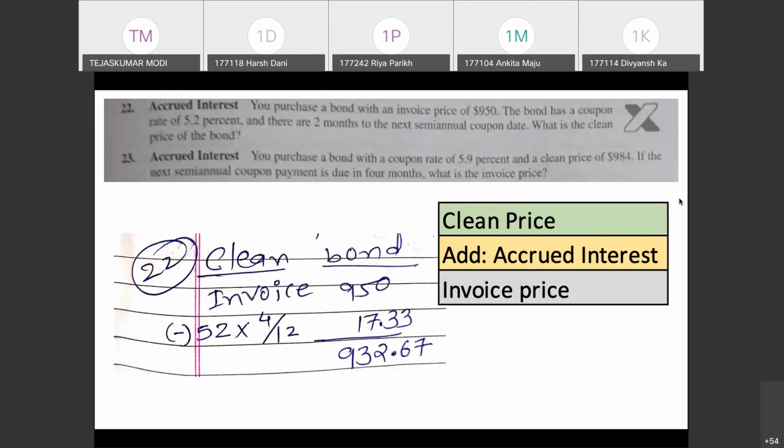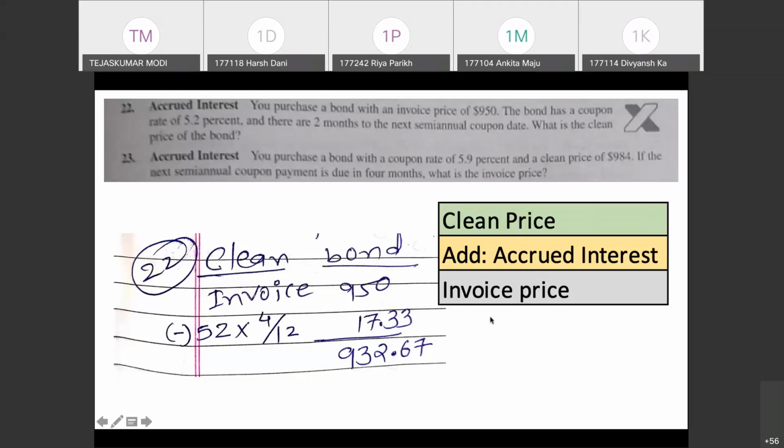So once again, I'm repeating, whenever the invoice price, clean price, or whatever price is given to you is around 900 or 1,000 or something, assume that the face value is 1,000. And whenever no information is given, the bond's face value, or par value you call it, is 1,000. So it's fine if you assumed and did it, but that's a wrong approach, right?